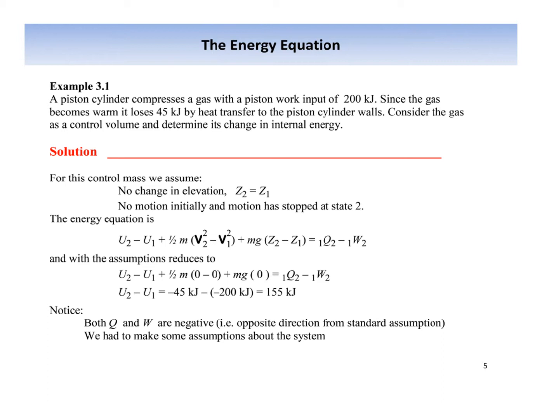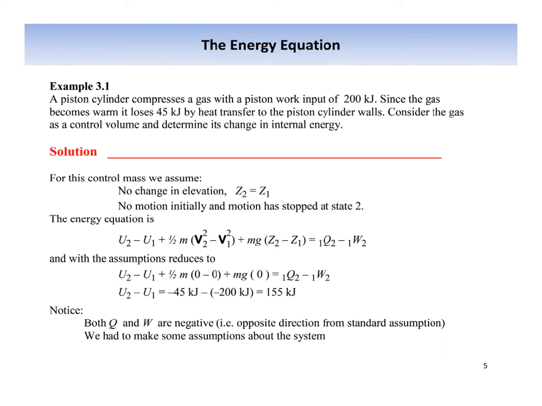Since the gas becomes warm during this process, it loses about 45 kilojoules of energy in the form of heat that transfers out of the system from the piston cylinder valves. Consider the gas as a control volume and determine its change in internal energy.